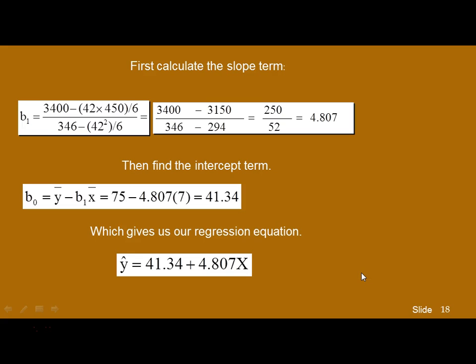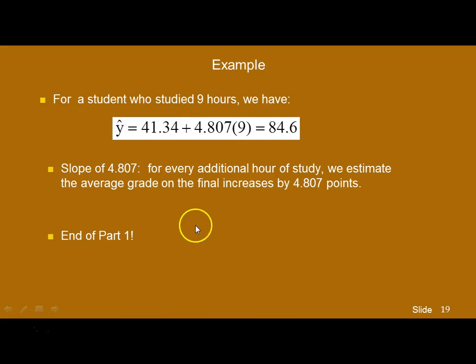Now let's interpret that regression equation. Remember how to interpret the slope of a line. The slope of a line basically says for every 1 unit change in x, what do we predict on average that y will change by? So the 4.807 is basically saying every additional hour of study time adds about 4.807 points to our average grade. And we've got that here on the next slide. For every additional hour of study, we estimate the average grade on the final increases by 4.807 points.